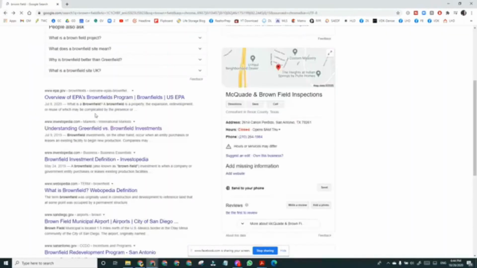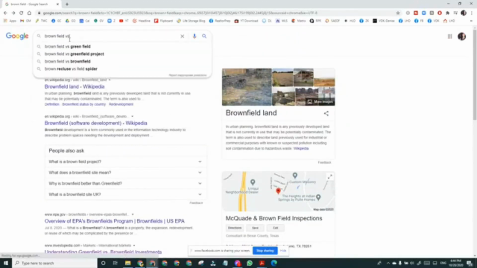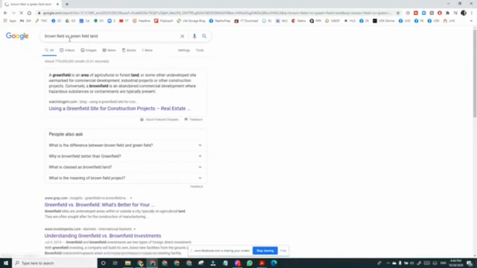Okay, let's do greenfield versus brownfield land. So greenfield is an area of agriculture or forest land, and brownfield is abandoned commercial land where hazardous substances or contaminants are typically present. If it does exist on private property, it also has to be cleaned, okay? So this is a quick way to get answers for your questions if it's not in the glossary.